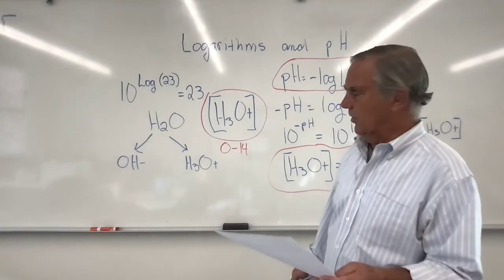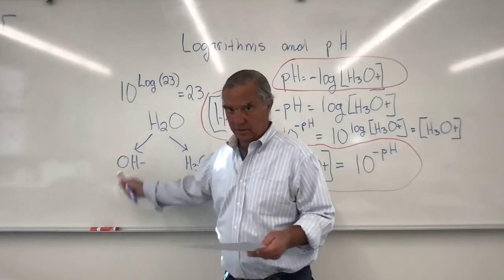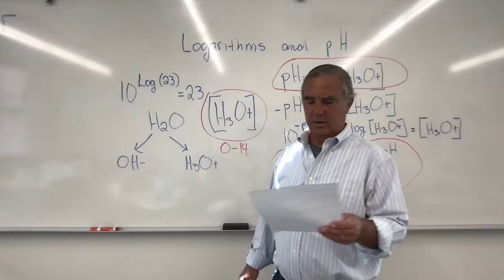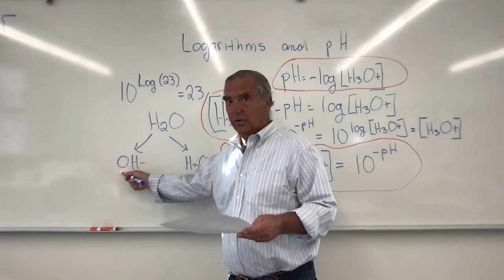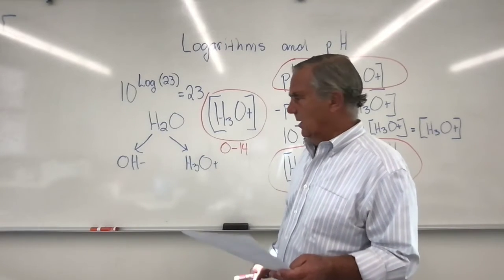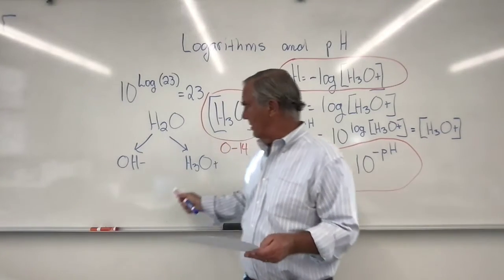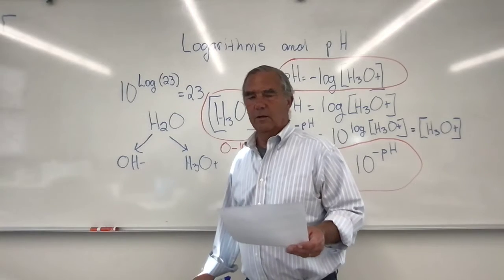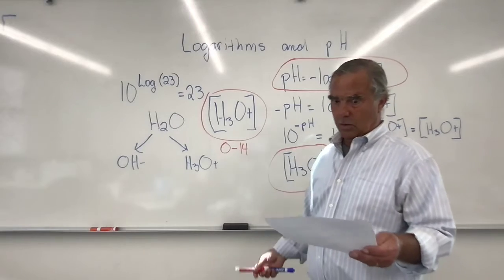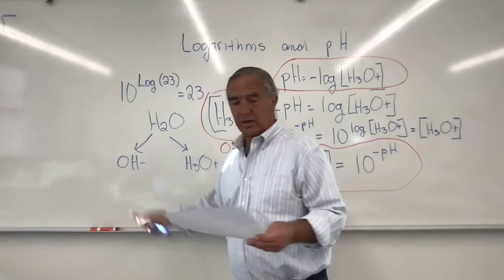So in a neutral solution, the concentration of hydronium is about equal to the concentration of hydroxide. In an acidic solution, the concentration of hydronium will exceed the concentration of hydroxide, giving a pH less than 7. And in a basic solution, the concentration of hydroxide is greater than the concentration of hydronium, giving a pH greater than 7.